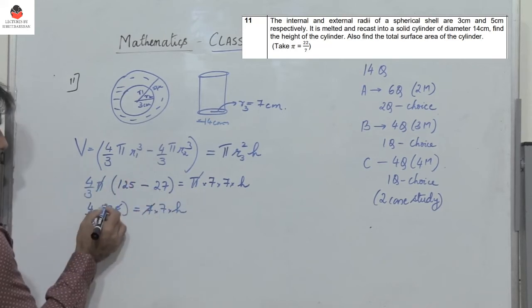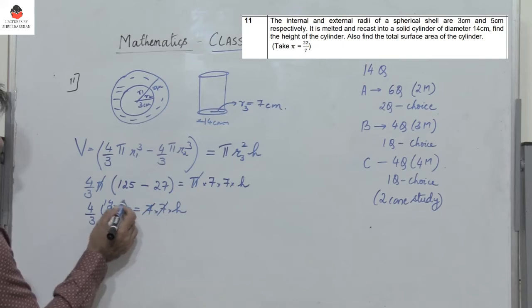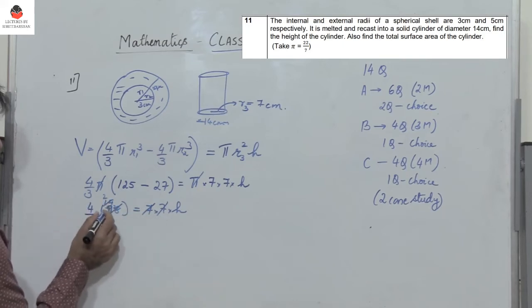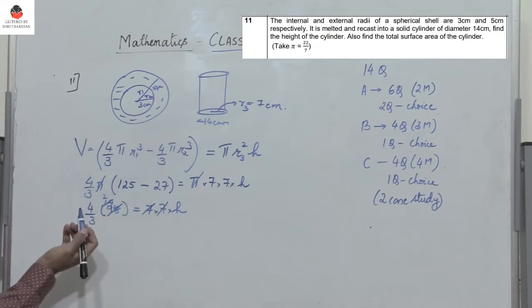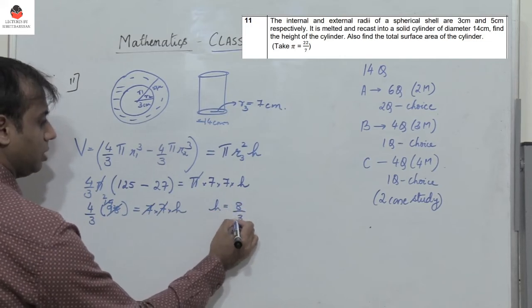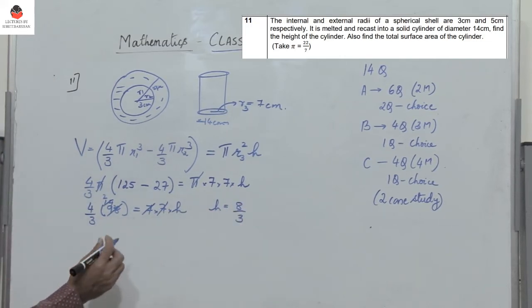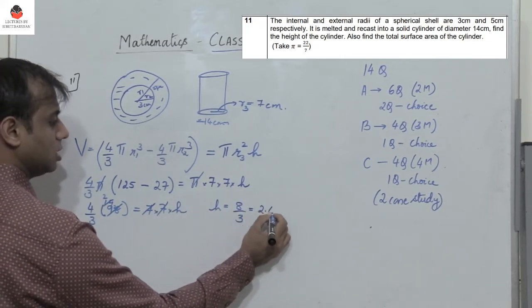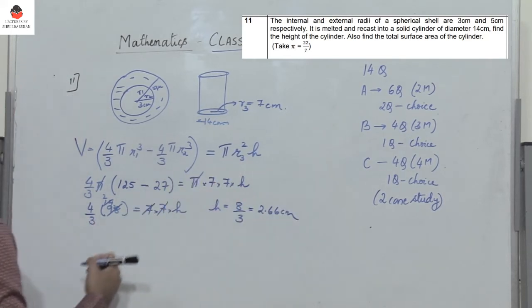So you have 7 ones are 7, 28 fours are, so you get 14. Again 7 twos are 14. So h is 8 by 3. So the value of h equals 8 by 3 centimeters, or it is 2.66 centimeters. After you find this, we have to find the total surface area of the cylinder.